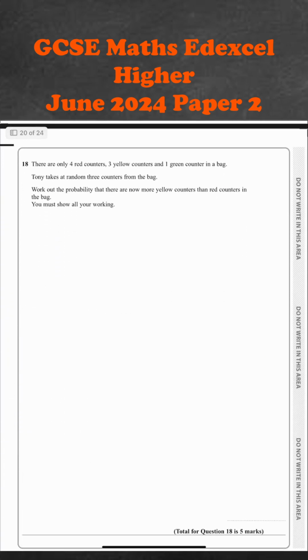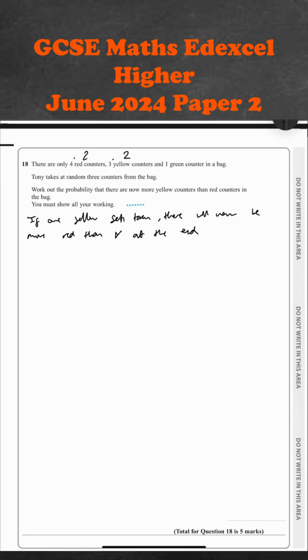Question 18. There are only 4 red counters, 3 yellow counters, and 1 green counter in a bag. Tony takes at random 3 counters from the bag. Work out the probability that there are now more yellow counters than red counters in the bag. You must show all your working.